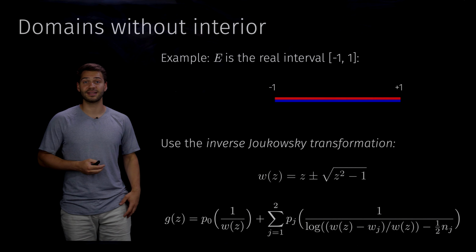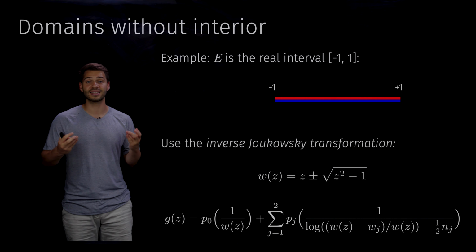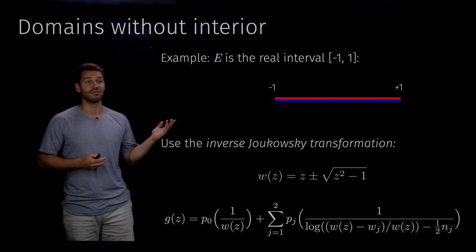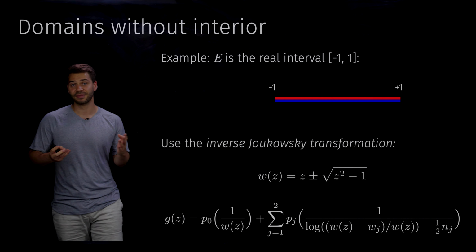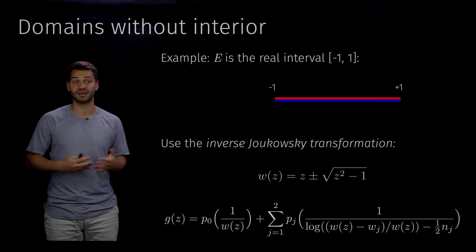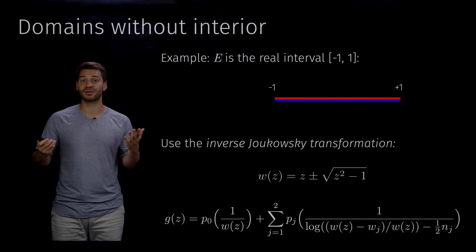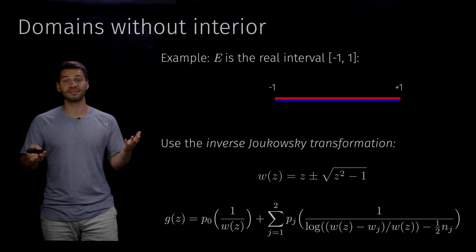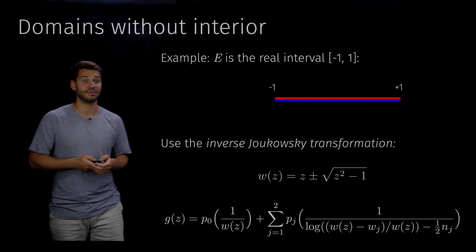We can also use this method to study domains that don't have an interior. So for example, the set E could be the real interval from minus 1 to 1. And this has zero measure, but it has a positive capacitance of a half. But now there's nowhere for us to place our reciprocal log terms. Wherever we place them, there are going to be singularities on the boundary, and that's unacceptable.